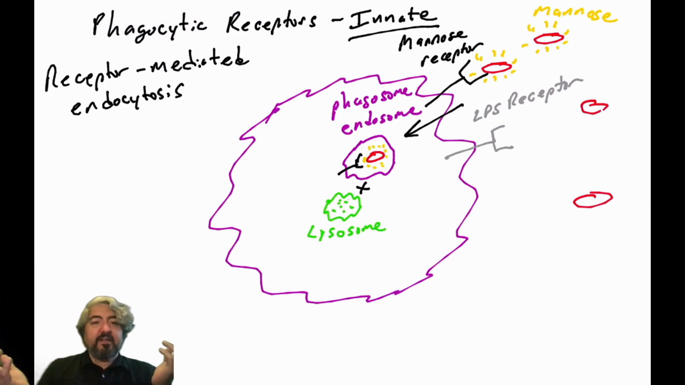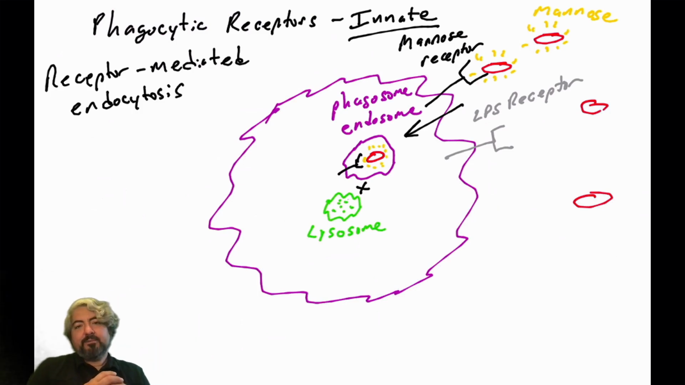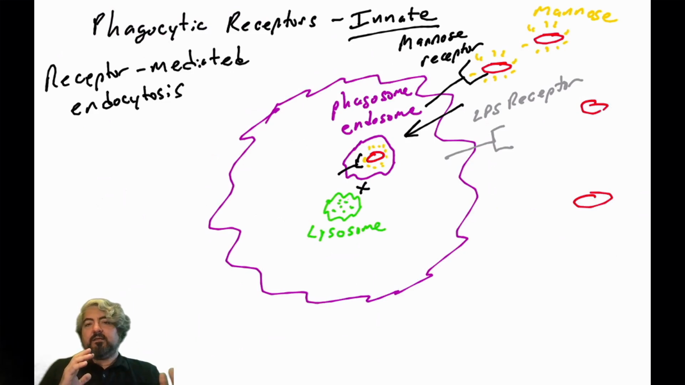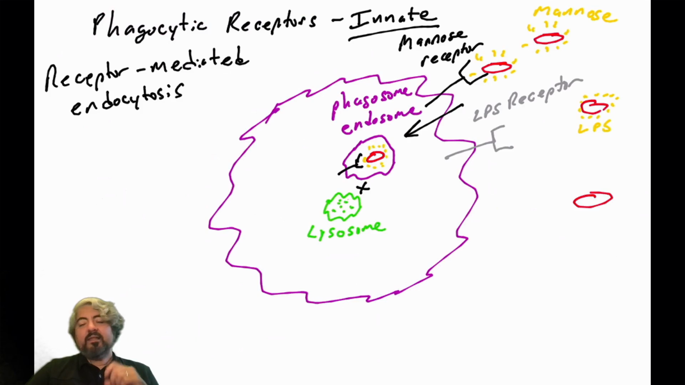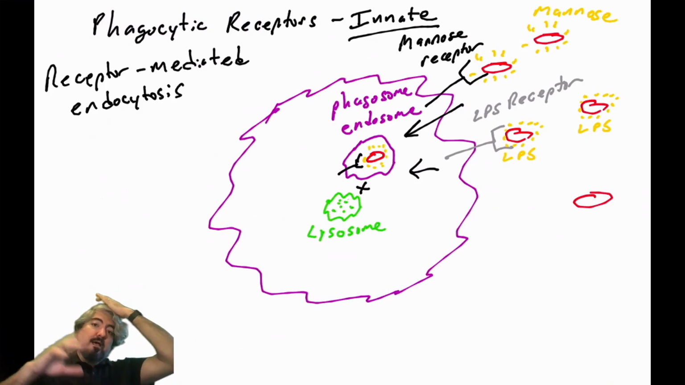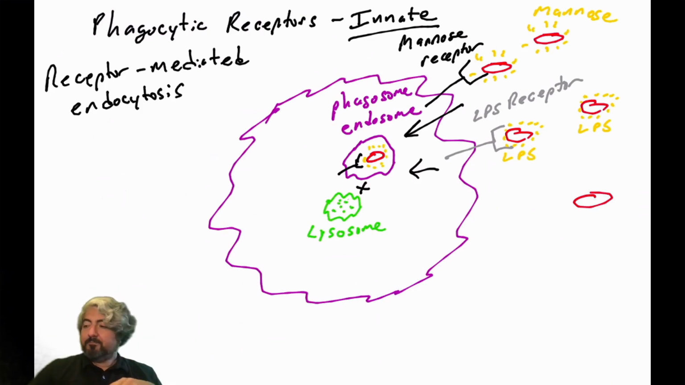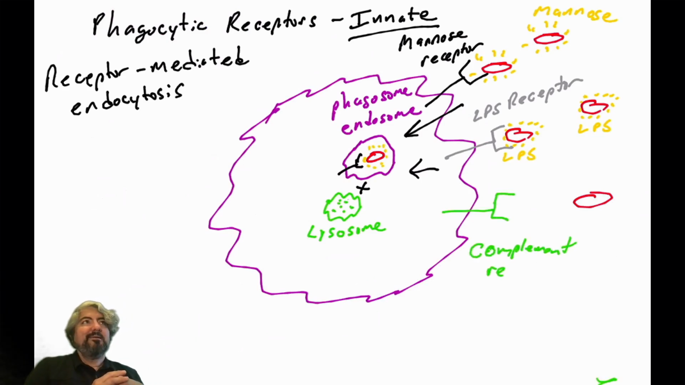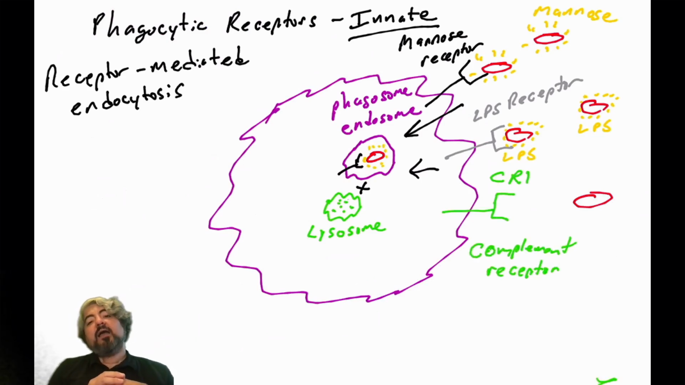Let's talk about another phagocytic receptor, the LPS receptor. LPS, lipopolysaccharide. It is a sugar found on the surface of a number of different bacteria, not all bacteria, but some. So if LPS is on the surface of bacteria, the LPS receptor on the surface of a phagocyte would bind it, bring it into a vesicle, and that's how the macrophage here would help destroy a pathogen that's covered in LPS. Let's get one more phagocytic receptor, and that is the complement receptor.